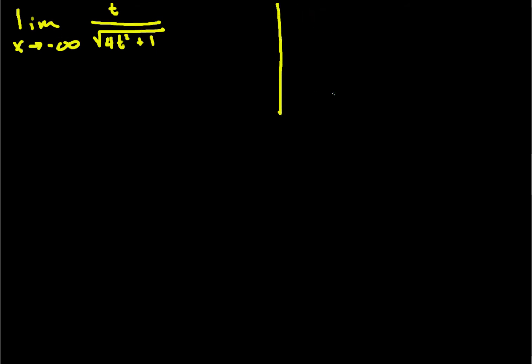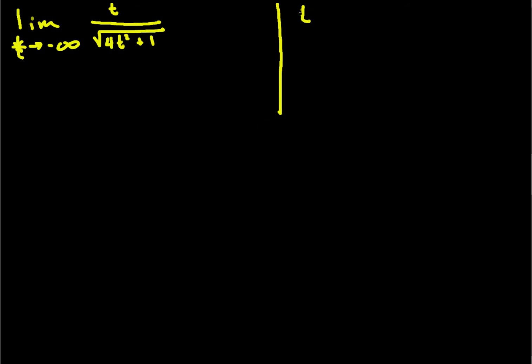More examples. Limit as x approaches negative infinity of t over the square root of 4t squared plus 1. What is it equal to? Well, now we've got a negative infinite number. So t, whoops, I mixed up variables. Let's just fix this. We'll call that t, my bad.